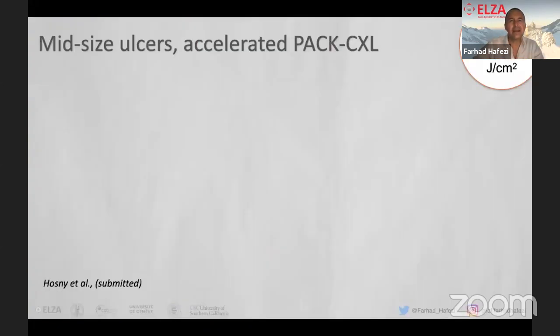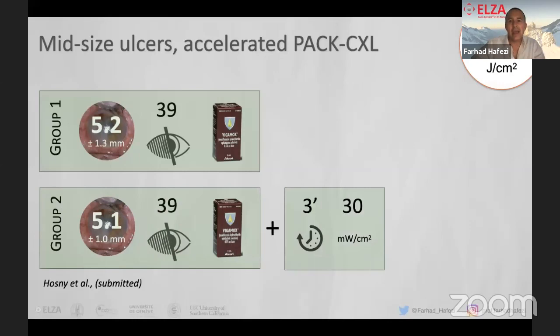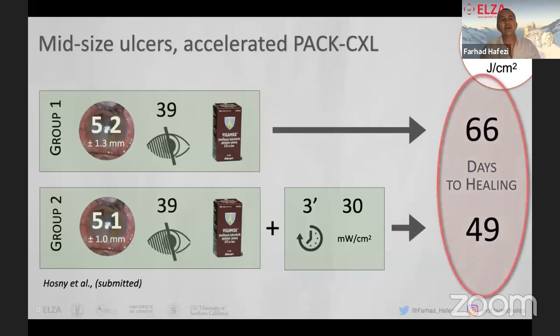And here we went a little bit bigger with the same setting. So we went to 5 millimeters, from 3 to 5. We had one group with antimicrobials, antibiotics, and one group with antibiotics and cross-linking, accelerated cross-linking. And again, significantly faster in the healing, but because this was already much bigger, the healing just takes more time, but significantly less time when you do additional cross-linking.